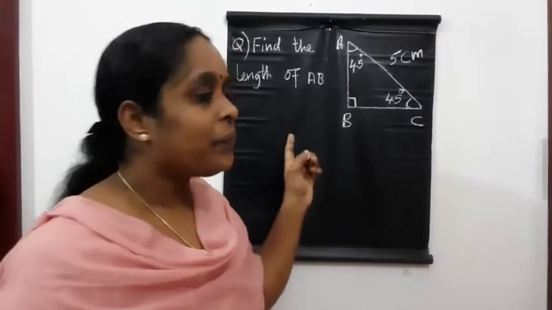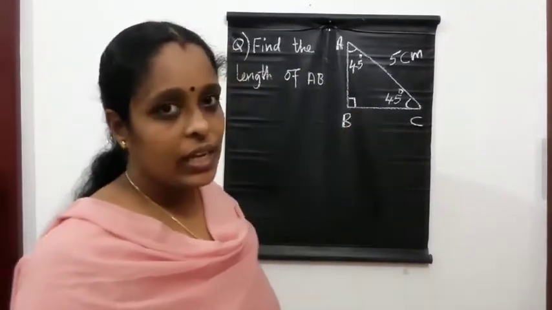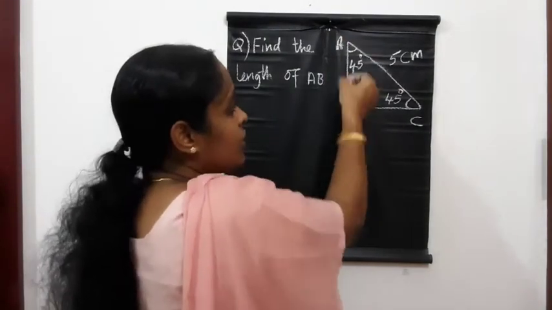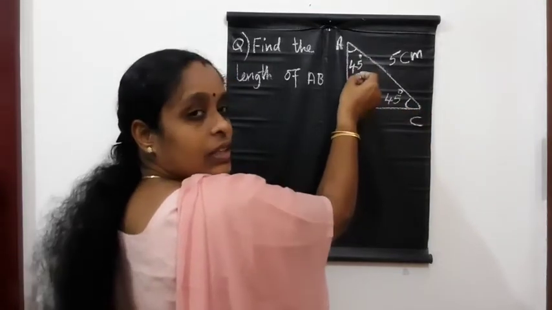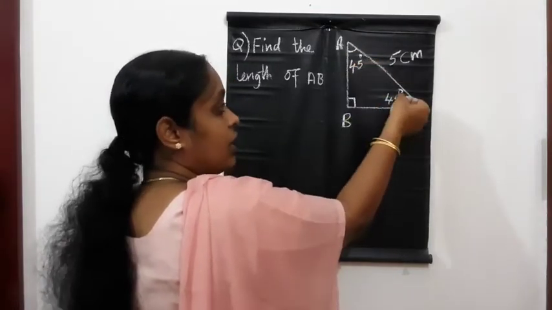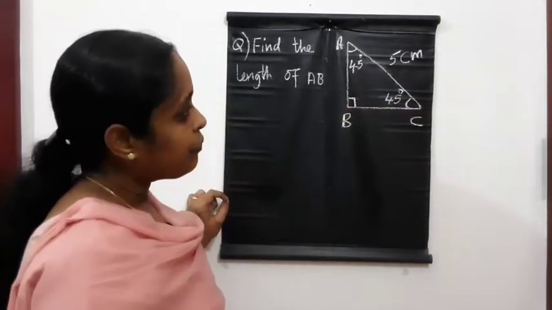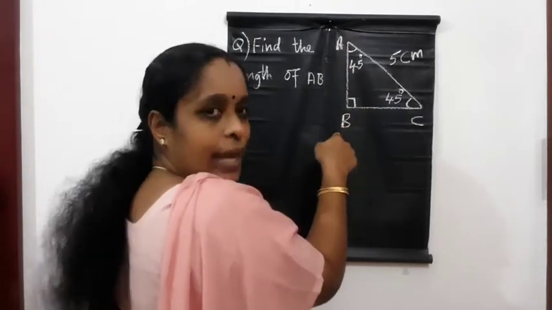And the question, find the length of AB. Here you can see a triangle and we want to find the length of AB. Here this triangle is an isosceles triangle and the angle here it is 45 degree, here it is also 45 degree, and this angle is 90 degree. We want to find the length of this side, that is AB.